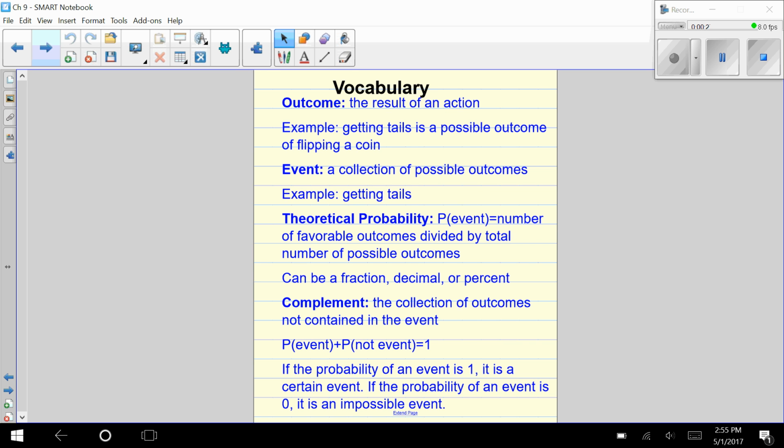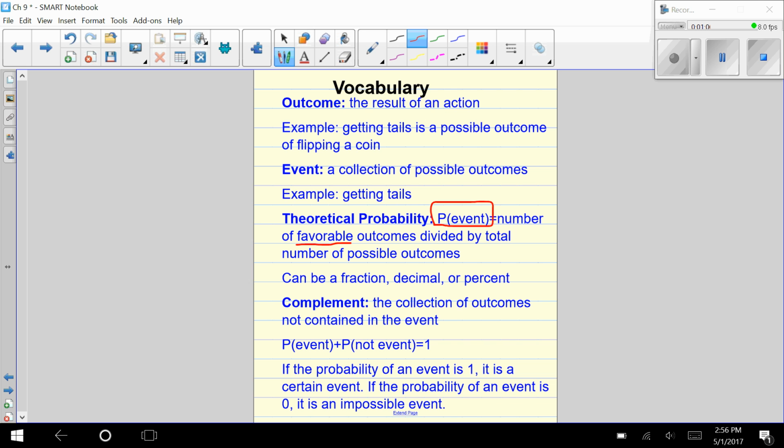Theoretical probability, which is written as such, means probability of an event, and it equals the number of favorable outcomes divided by the total number of possible outcomes. By favorable, it doesn't necessarily mean that it's a good thing. It just means that it's what I'm looking for. So if flipping a coin, if I'm looking for tails, I would have one favorable outcome over two possible outcomes. We can list probability as a fraction, a decimal, or a percent. It's important to note that if someone talks about just probability, generally they're speaking of theoretical probability.